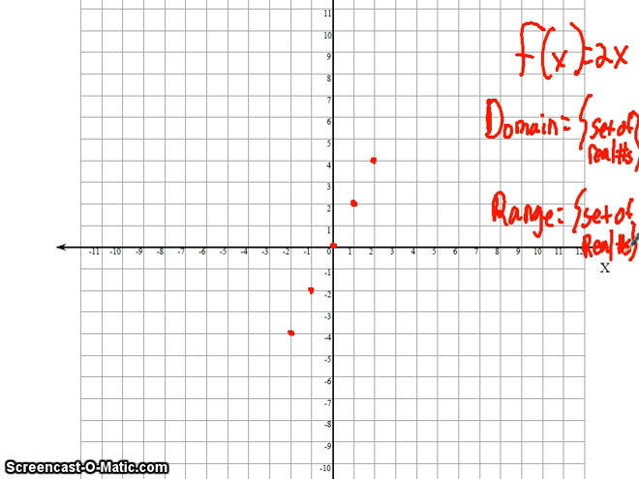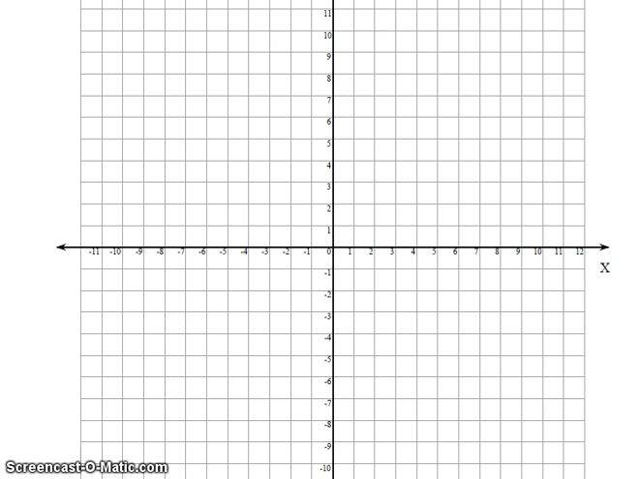It gets a little more complicated than that. So let's clear this up. It does get a little more complicated than that. So what if my function was now this? There's no x, just 3. And we have to find the domain and range.